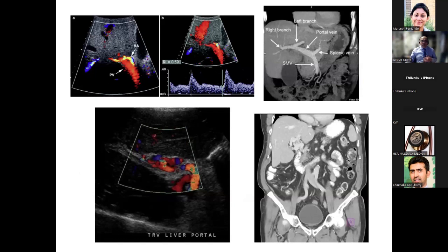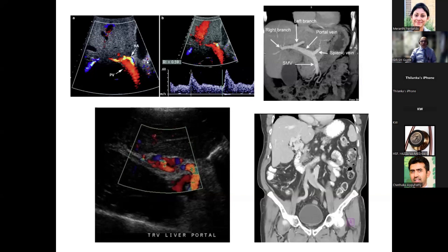So if we move from physical signs to some laboratory values to some imaging investigations, one of the imaging investigations that is carried out is ultrasound scan. And this ultrasound scan clearly demonstrates a good sized portal vein which is entering into the liver. The hepatic artery is by the side of the portal vein, you can see here. And in the CT scan, you can see the splenic vein and the superior mesenteric vein join to form the main portal vein, which then branches into the left branch and the right branch.